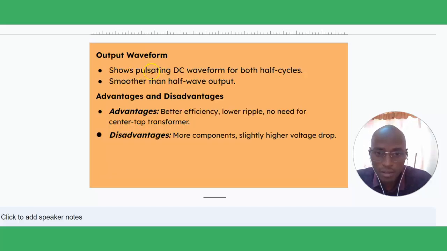We have a pulsating DC waveform for both half cycles, and also the output is smoother compared to the half-wave output. Bridge rectifier has better efficiency, lower ripples, no need for a center tap transformer. However, it uses more components and has a slightly higher voltage drop.